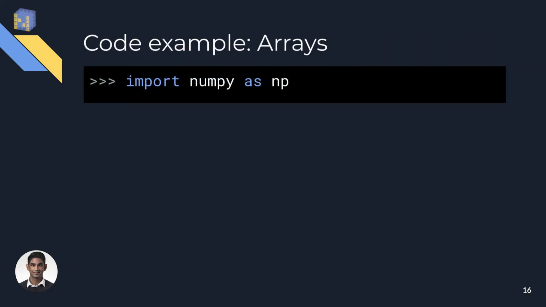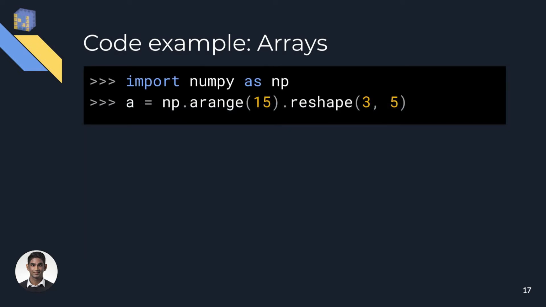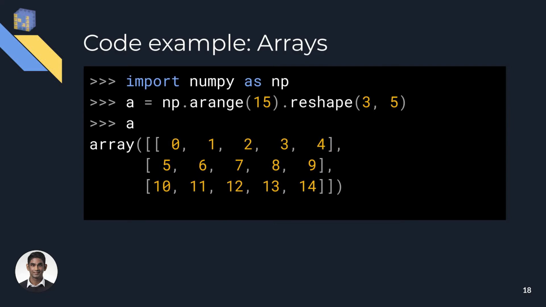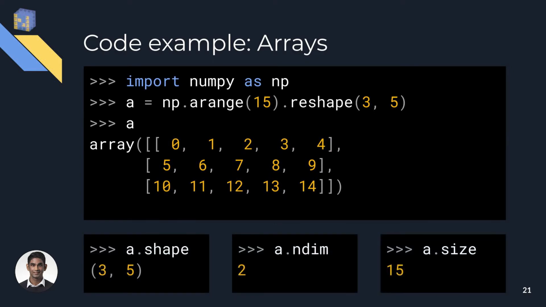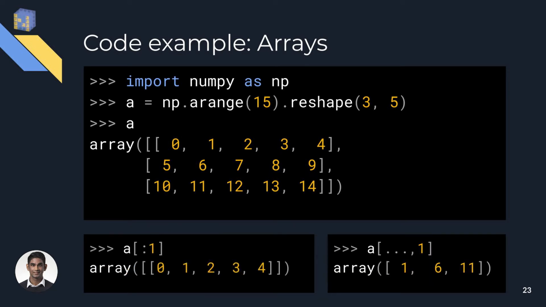Let's start by importing NumPy as np. Then we create a 3x5 array with 15 elements and print it. We can now check the shape, dimension and size of the array. With NumPy we can also easily retrieve the first row or first column of this array, as you can see below.